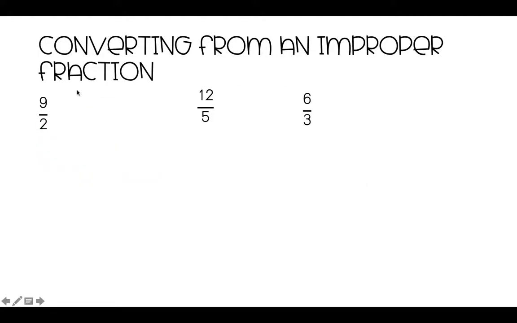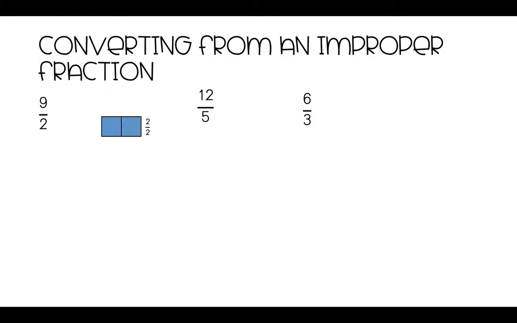Okay, let's do some examples now of converting from an improper fraction to a mixed number. So what we're going to do is see how many groups of 2 we have in 9. So here is one of our groups. This is what one of our wholes will look like, a whole number. This is like our whole block of chocolate or something. And in this case, we've got 2 included.